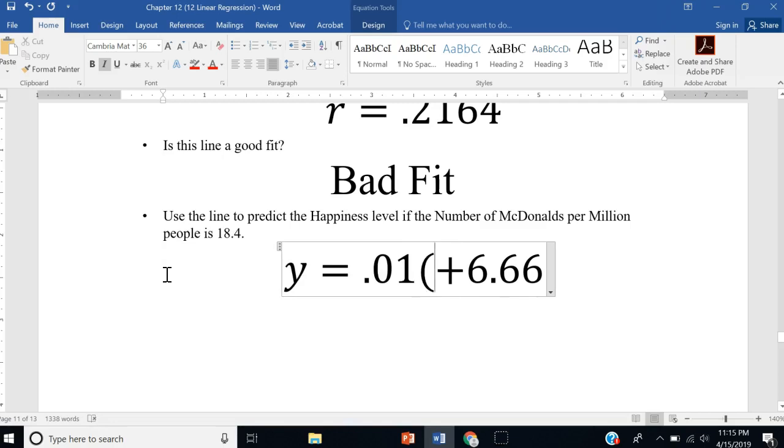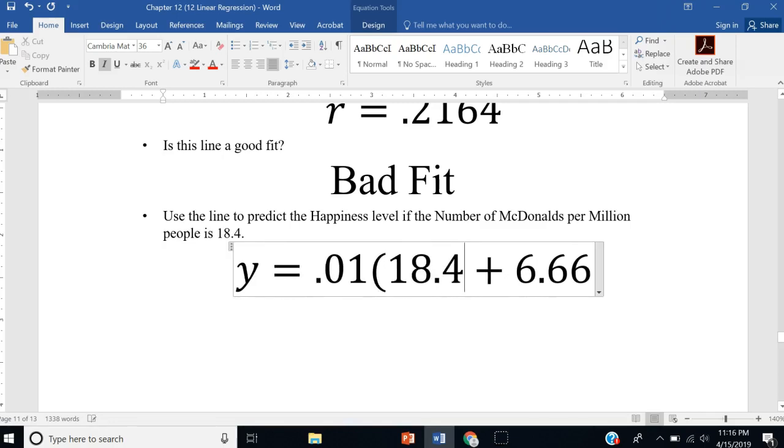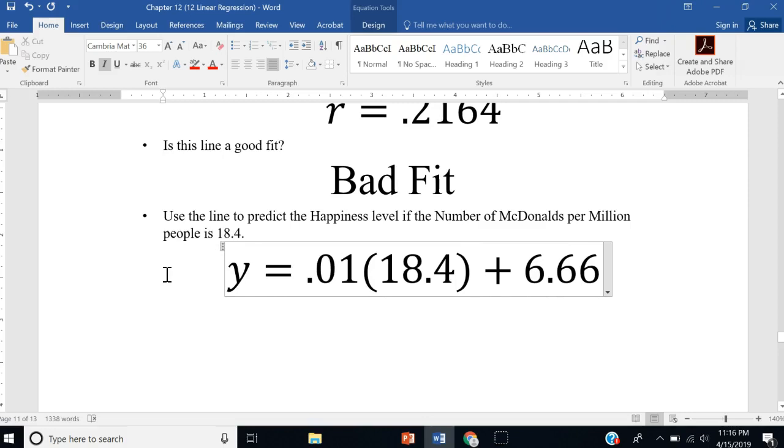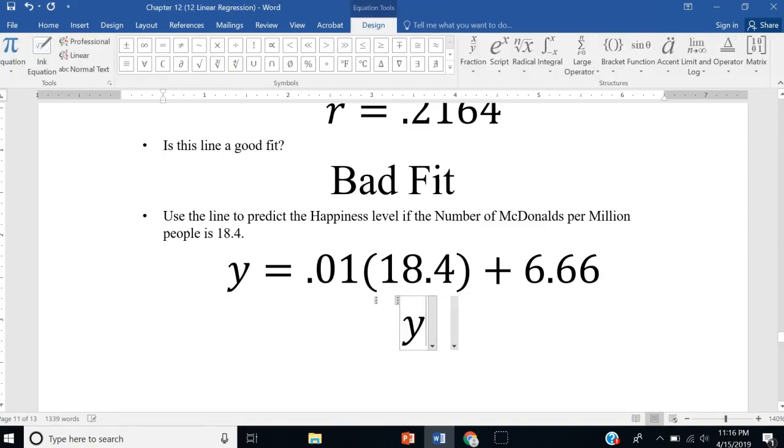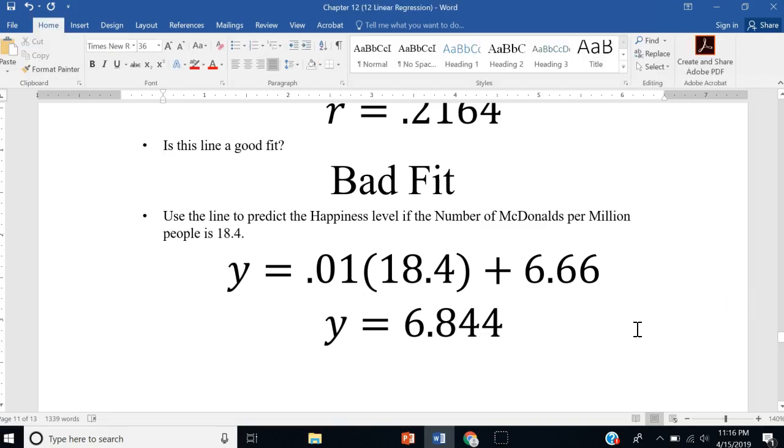Basically, we just replace the x value with 18.4. I always go into my calculator and I just type in 0.01 times 18.4 plus 6.66. That gives me 6.844. So this line, although it's not a good fit, would predict a happiness level, a Cantrell ladder score, of 6.844. There you go.